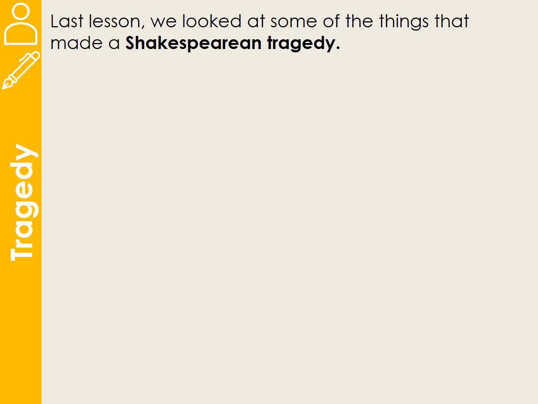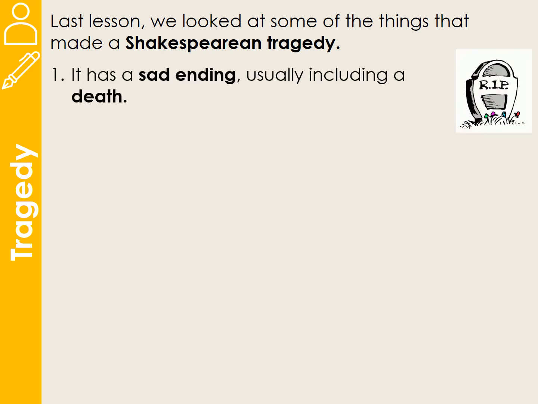Last lesson, we looked at some of the things that made a Shakespearean tragedy. Before I show you, actually, what are the elements that create a tragedy? Without looking at your notes, can you remember what they are? What is it that makes a play a tragedy? It has a sad ending, usually a death. There are deaths in the play. So not necessarily just at the end, but potentially all the way through.